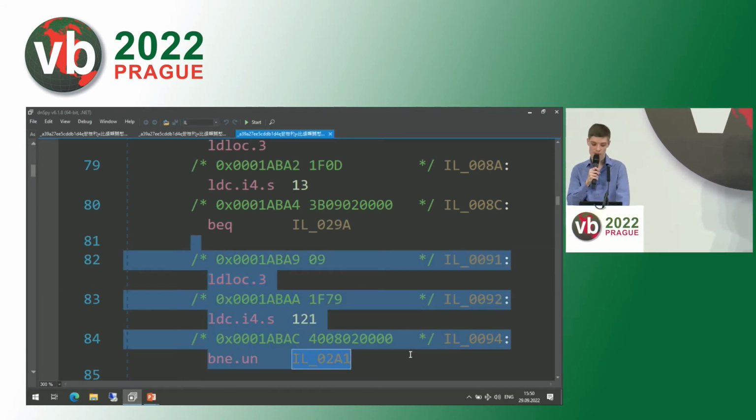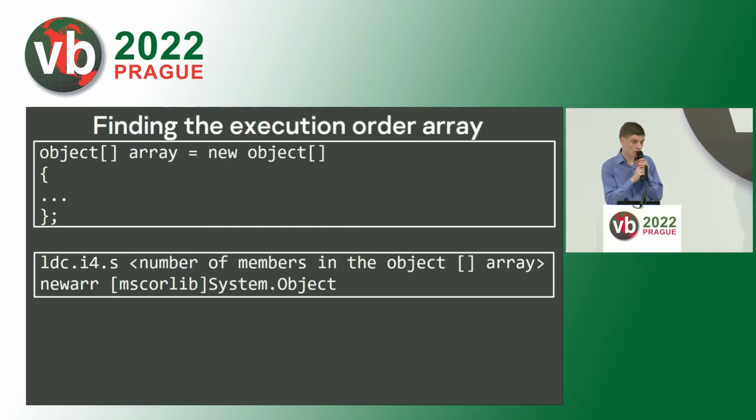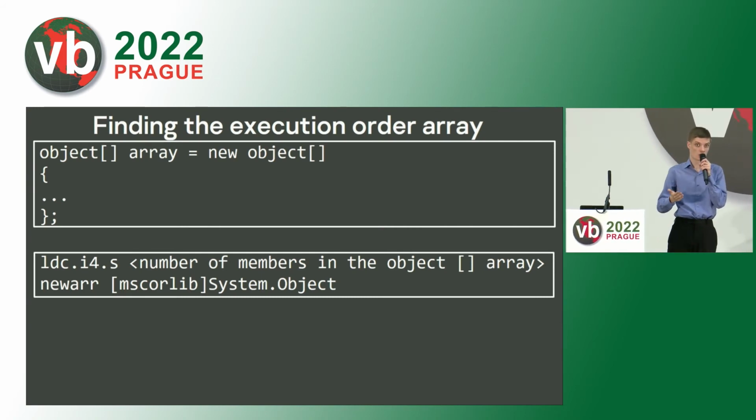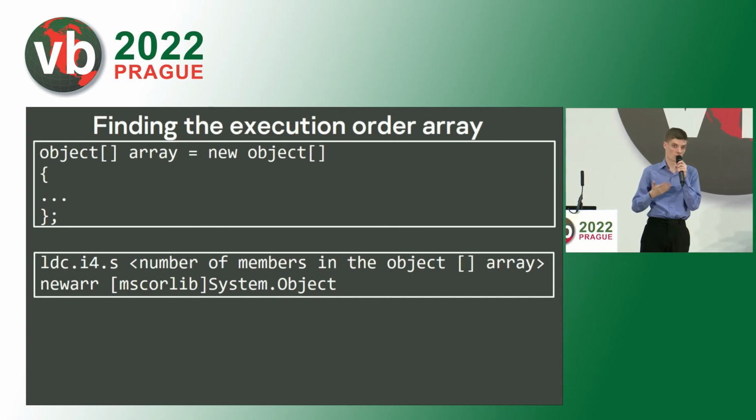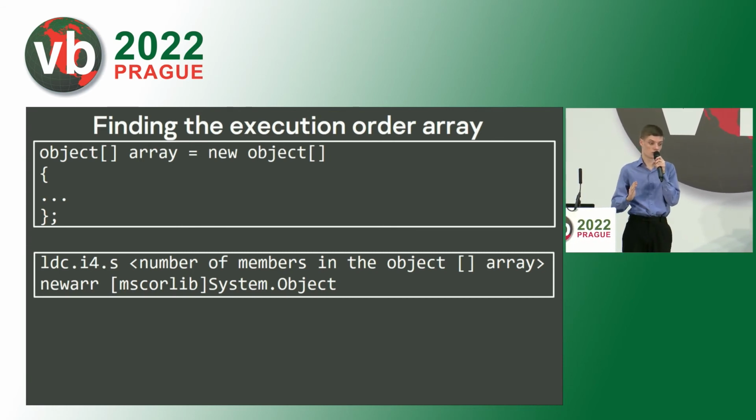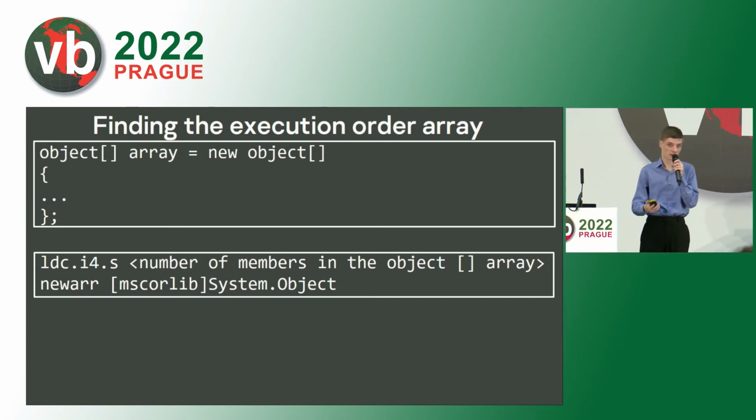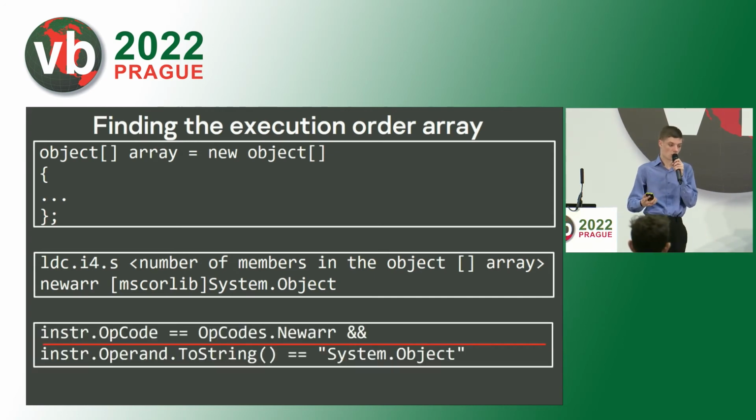So this is how this assembly looks. And if we compare the C# code and the assembly for assigning something to an array of objects, we will see that it contains 2 instructions. We are interested in the second instruction, which is called newR. We can use this instruction to perform pattern matching, and let me show you how you can do that in C#. We first check that the opcode of the instruction, the name of the instruction, is newR. And then we check that the operand, the parameter of this instruction, is system.object. Now, if this pattern works, then we are probably dealing with an execution order array.